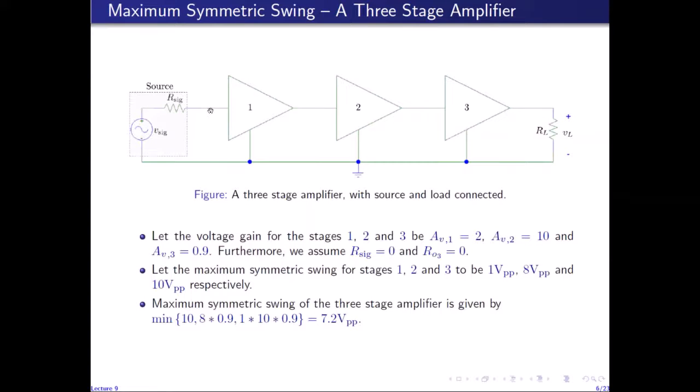So when I apply 0.4 volts peak-to-peak here, I get 0.8 volts peak-to-peak here, and I get 8 volts peak-to-peak here, and multiplied by 0.9, I get 7.2 volts peak-to-peak here. So as soon as the voltage at the input increases beyond 0.4 volts peak-to-peak, we will observe clipping at this node, which will produce clipped output at this node. That is why the swing is 7.2 volts peak-to-peak. This 7.2 volts peak-to-peak at the output corresponds to 0.4 volts peak-to-peak at the input.